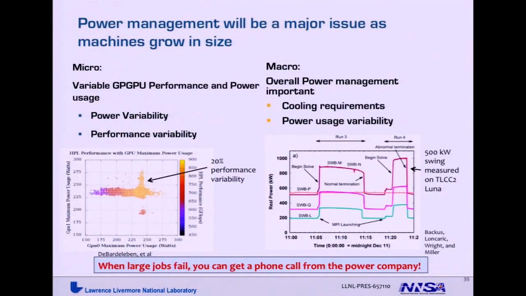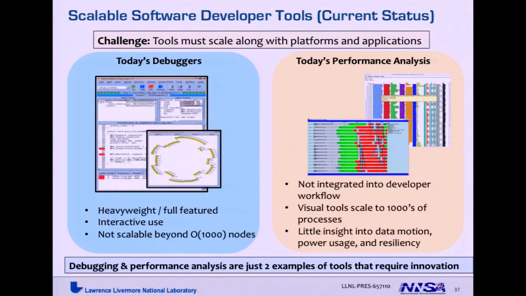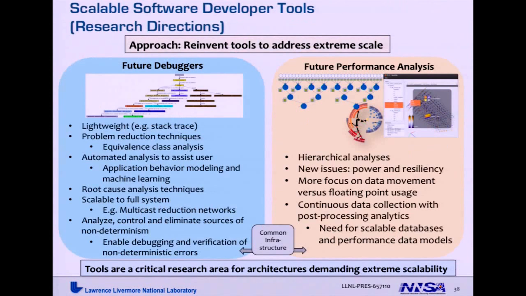I'll skip some of these. Resilience and fault tolerance is a big issue. This could be a whole hour-long talk on itself just to talk about the different taxonomies for resilience here. I'm going to skip through these. This is just saying that it's not just hardware that needs to think about scalability. It's not just applications. It's also things like tools, debuggers, performance analysis. All of these things are challenges as we get to more and more parallelism.